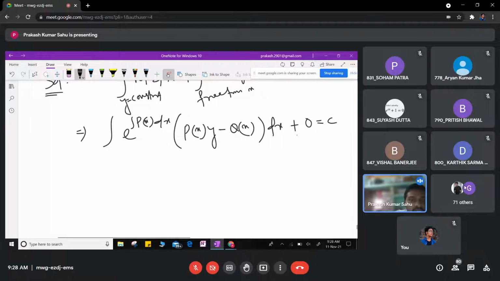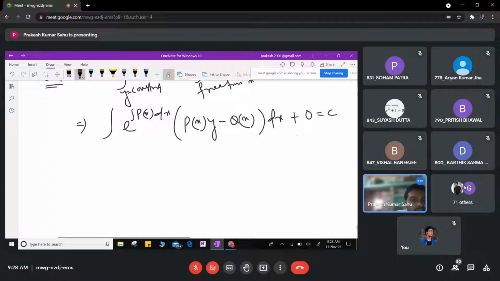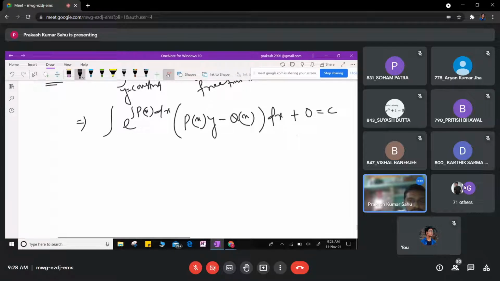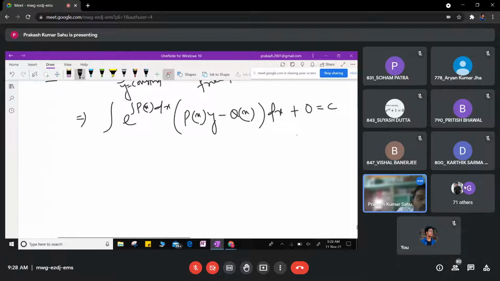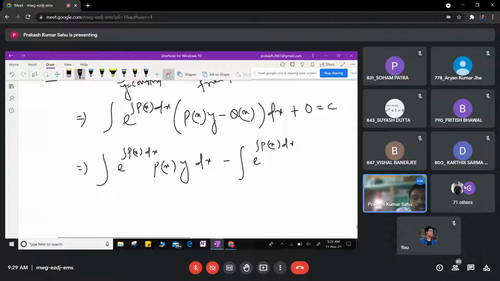So now we have to find the integration. तो कैसे इंटीग्रेशन फाइंड करोगे? ओके, उसको थोड़ा स्प्लिट कर दो, क्या होगा? Integration e to the power integration px dx into px y dx minus integration of e to the power px dx into qx dx is equal to c.